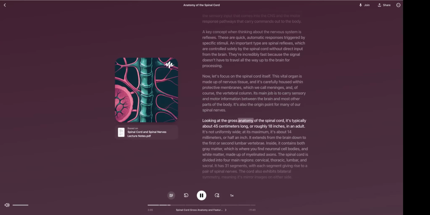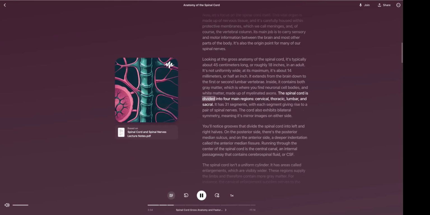Looking at the gross anatomy of the spinal cord, it's typically about 45 centimeters, or roughly 18 inches, in an adult. It's not uniformly wide. At its maximum, it's about 14 millimeters, or half an inch. It extends from the brain down to the first or second lumbar vertebrae. Inside, it contains both gray matter, which is where you find neuronal cell bodies, and white matter, made up of myelinated axons. The spinal cord is divided into four main regions: cervical, thoracic, lumbar, and sacral.